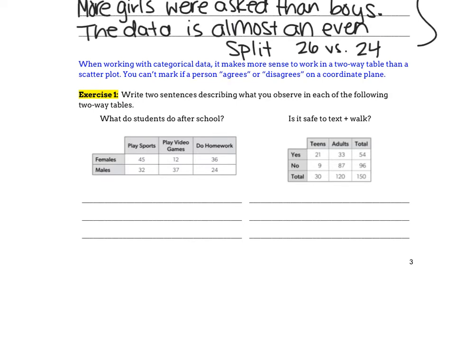So this is what I came up with. I observed that more girls were asked. 30 girls were asked compared to 20 boys. But then the data is almost an even split. 26 people agree that the day should start later, and 24 disagree. If it was 25-25, it would be an even split.